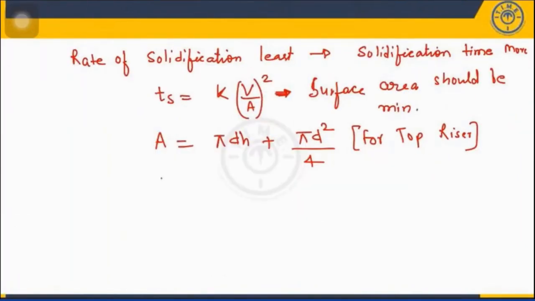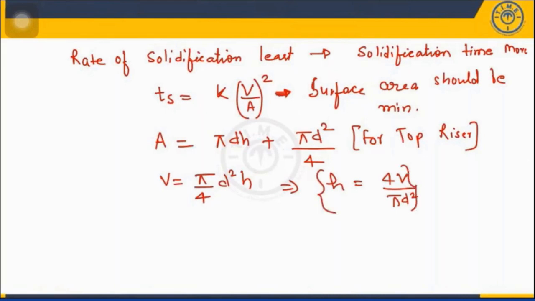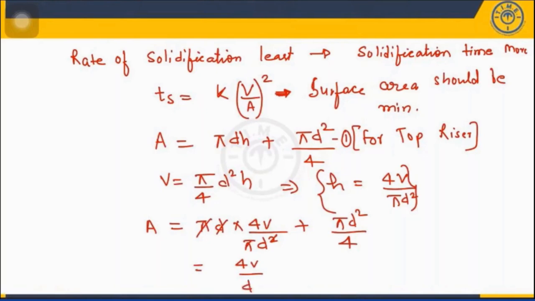Now you want to minimize the surface area. You know the volume is pi by 4 d square into h, the volume of a cylindrical surface. Can I write h is equal to 4v by pi d square? Then if I put this h value in the surface area equation, let us suppose this is first, so pi d into 4v by pi d square plus pi d square by 4. This value will be cancelled out. Then you will get 4v by d plus pi d square by 4.